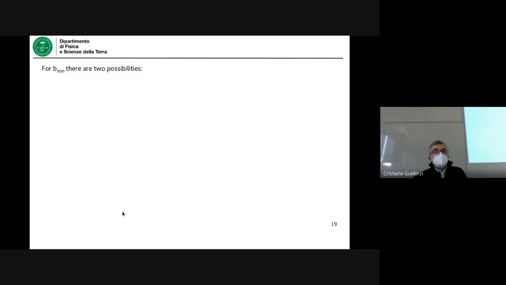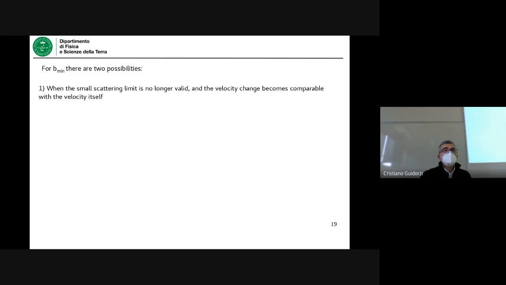For the minimum value, you have to make two different considerations because you have two different possibilities, two regimes. Let's see why. The first regime: when the impact parameter is too small, the approximation that we assumed at the beginning, that the change in the trajectory of the electron is negligible, no longer holds. Because when b is rather small, the delta v, the change in the velocity, can be large enough to be no longer negligible with respect to the velocity itself. So the assumption we made will no longer hold as soon as the velocity change is comparable with the velocity itself. To find the condition, we just set the velocity change equal to the velocity itself.